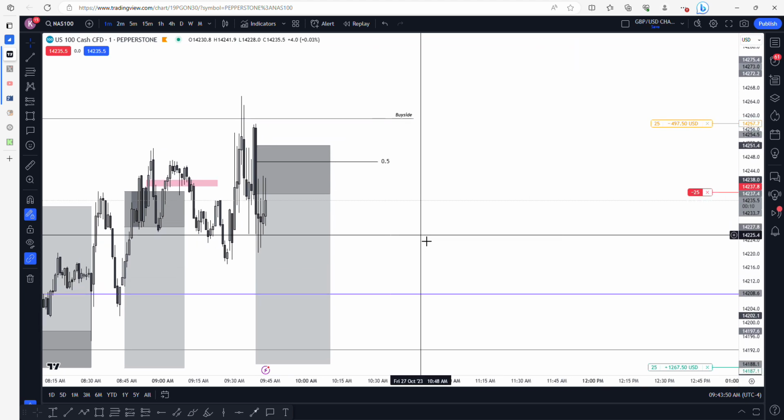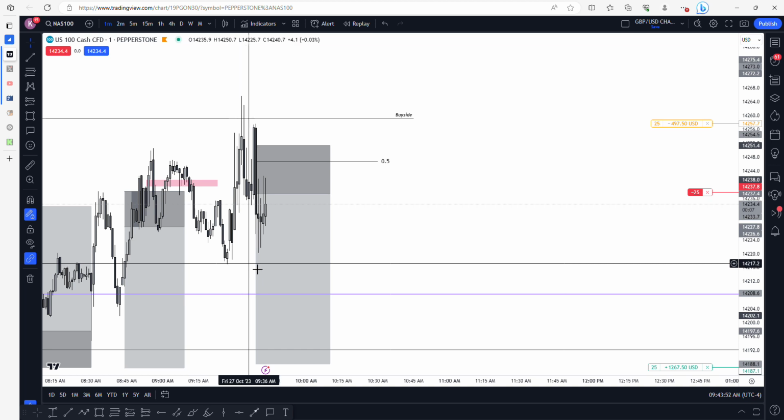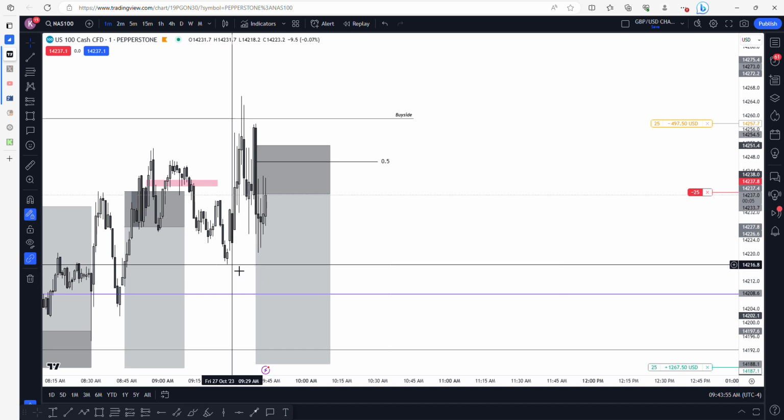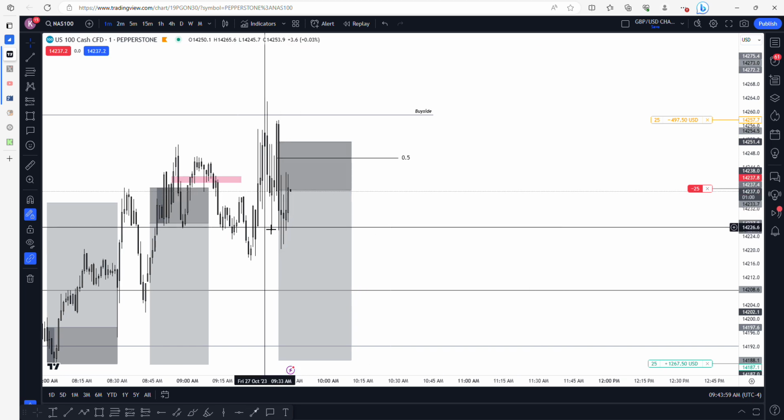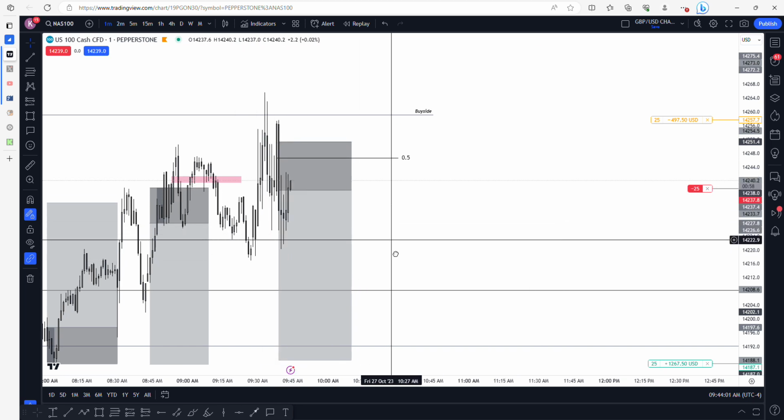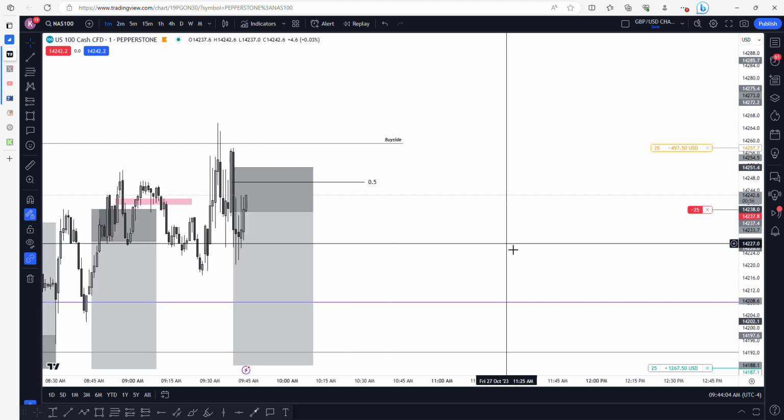So yeah, like I said, the best confirmation would be if we break that low. I was anticipating for price to take this really aggressively and then take this out too at the same time. That's what I was anticipating. That's why.